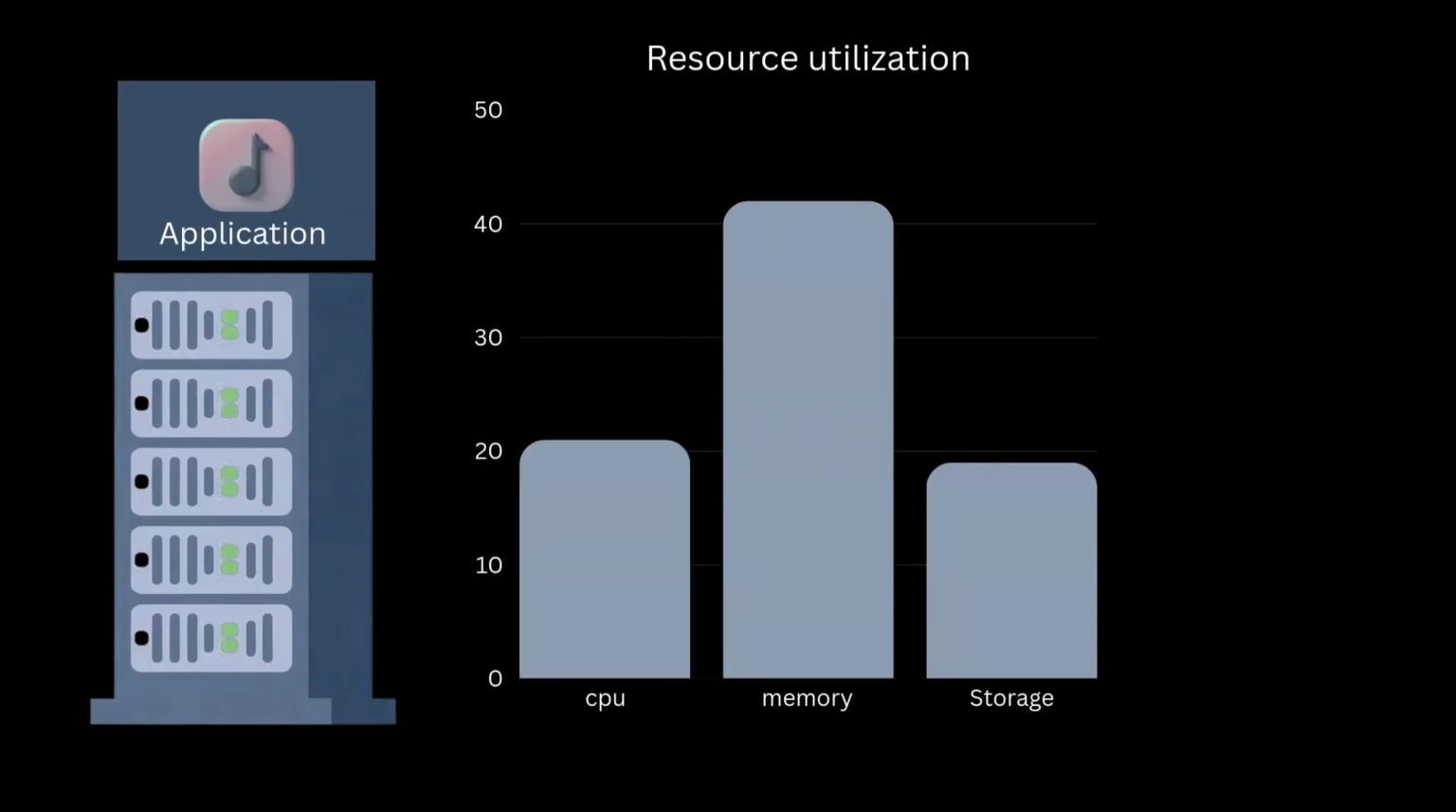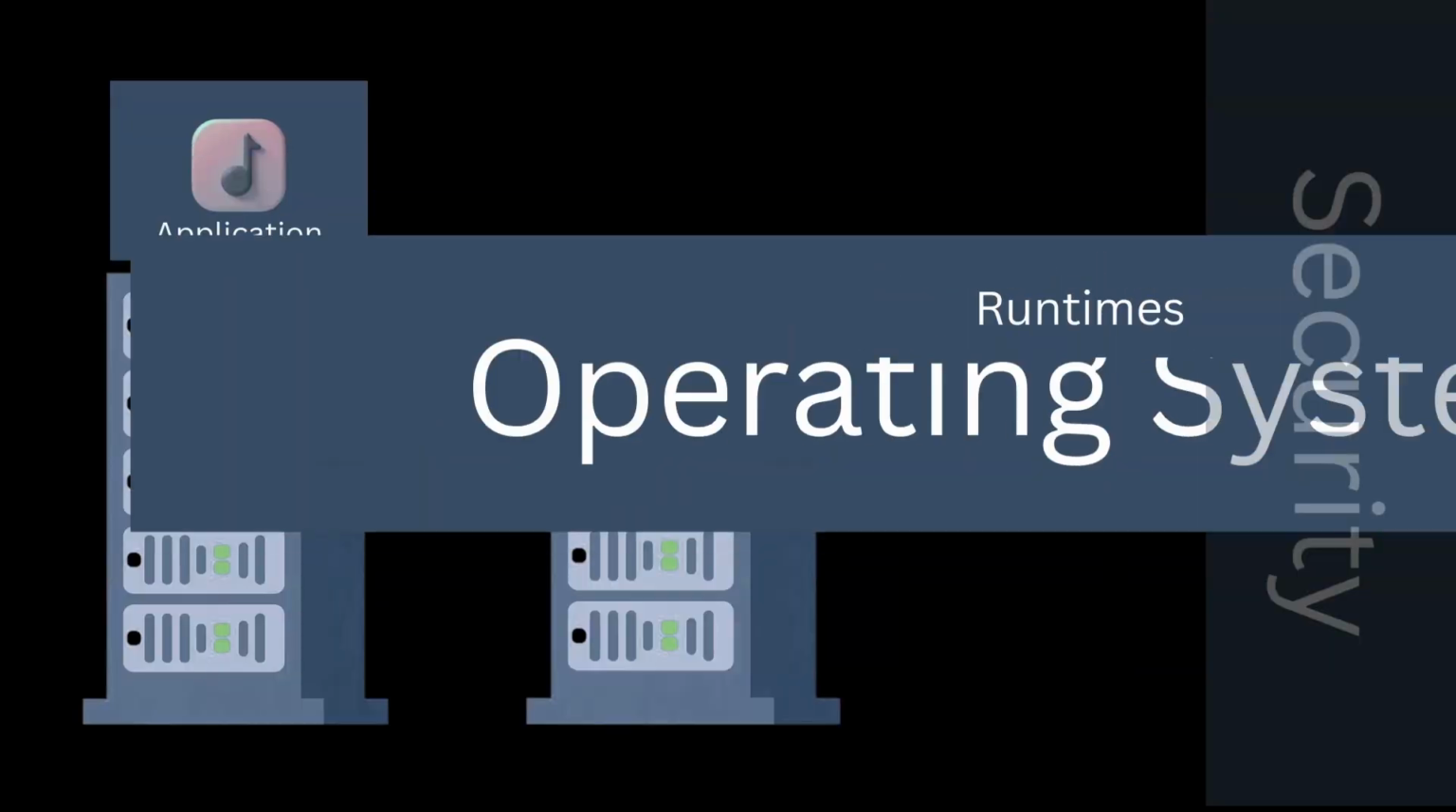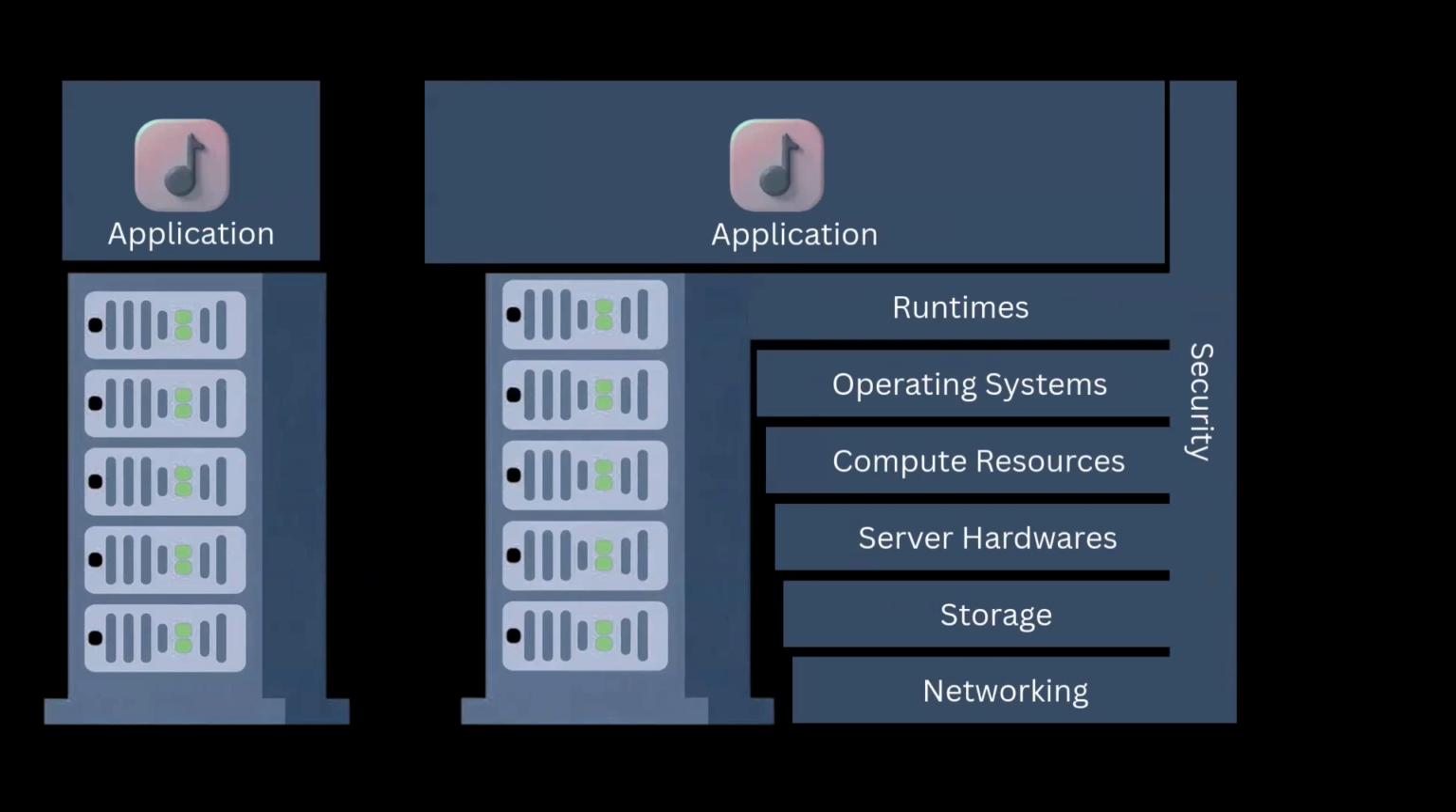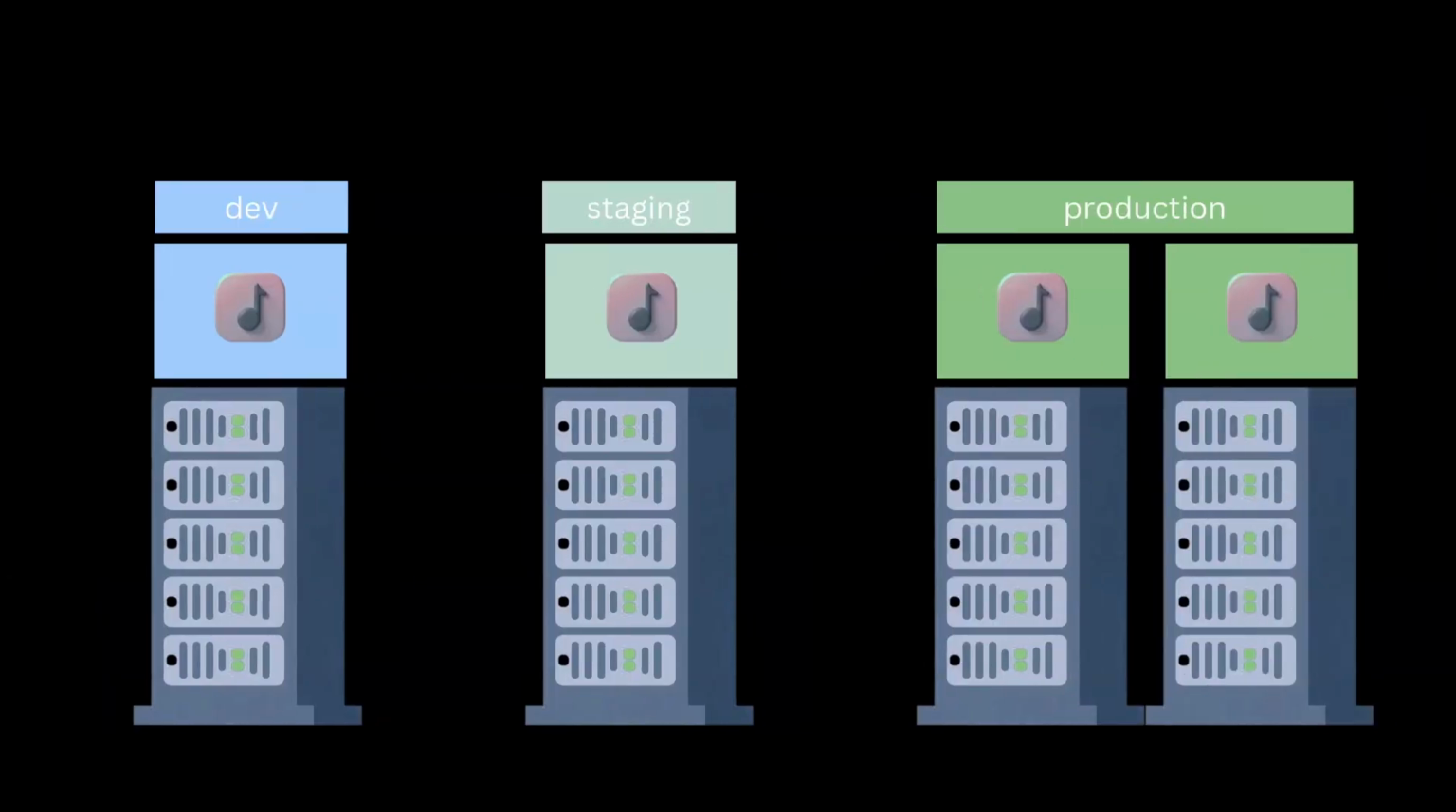Once your application is deployed, you notice that resource utilization is quite low. But when you need to deploy another application, you often provision additional infrastructure and repeat the deployment process. Similarly, separate environments such as development, staging, and production require their own dedicated resources.